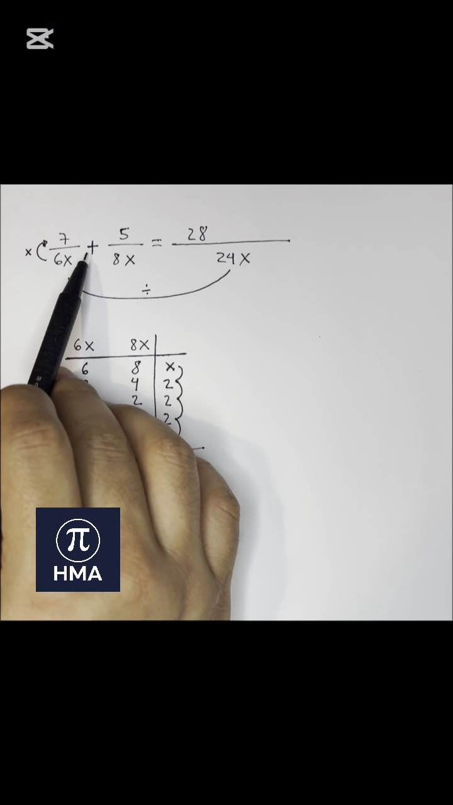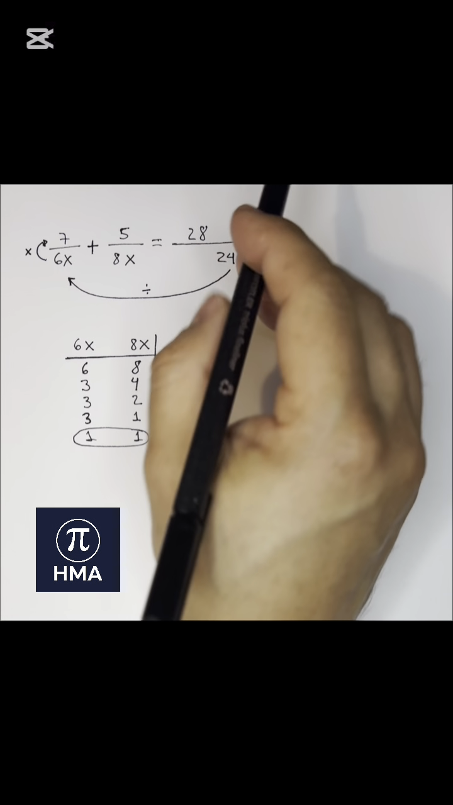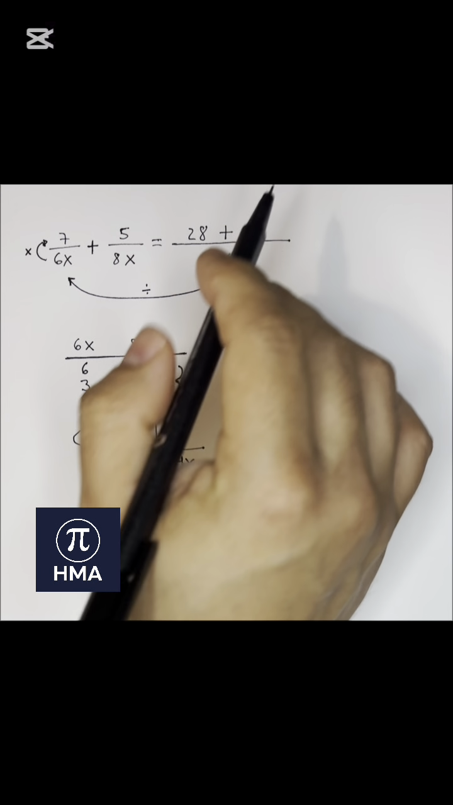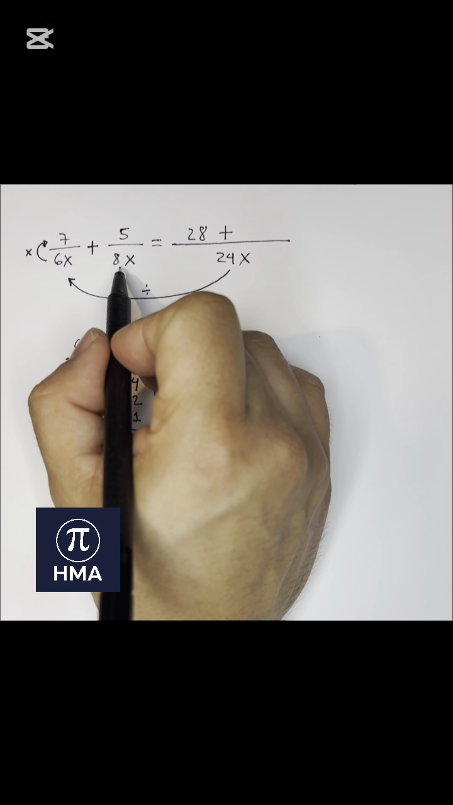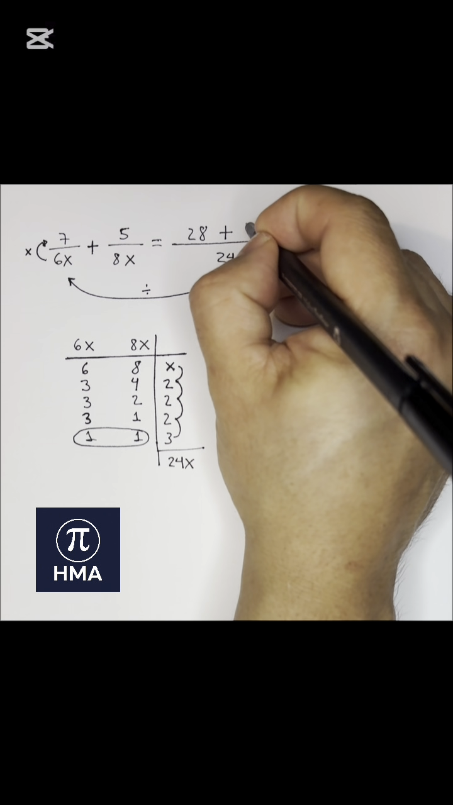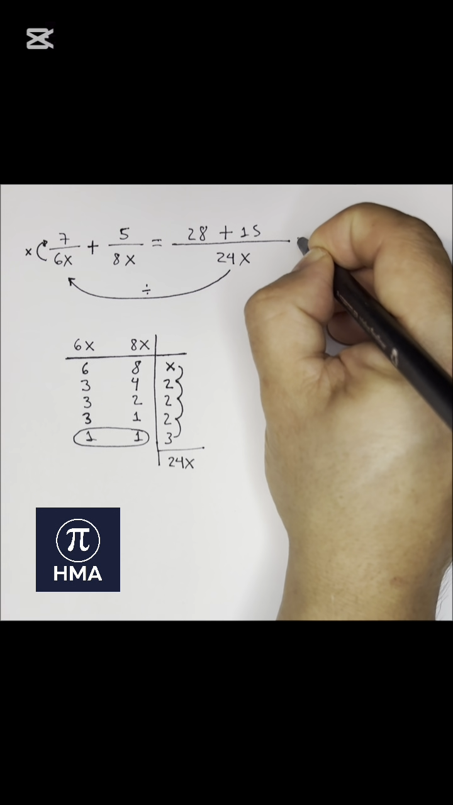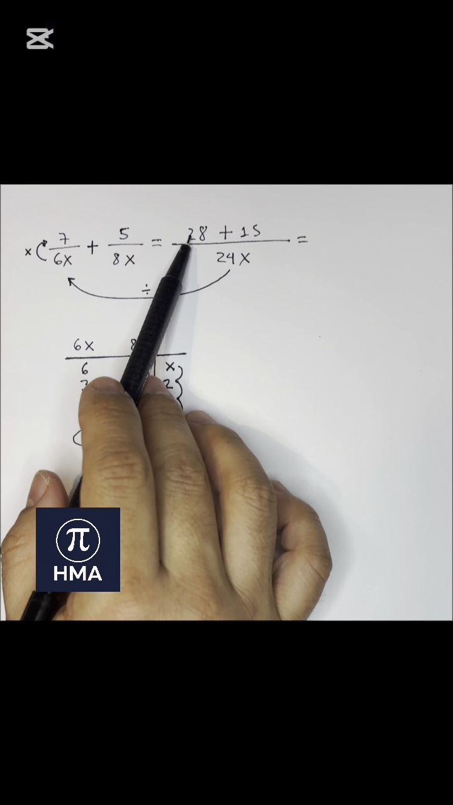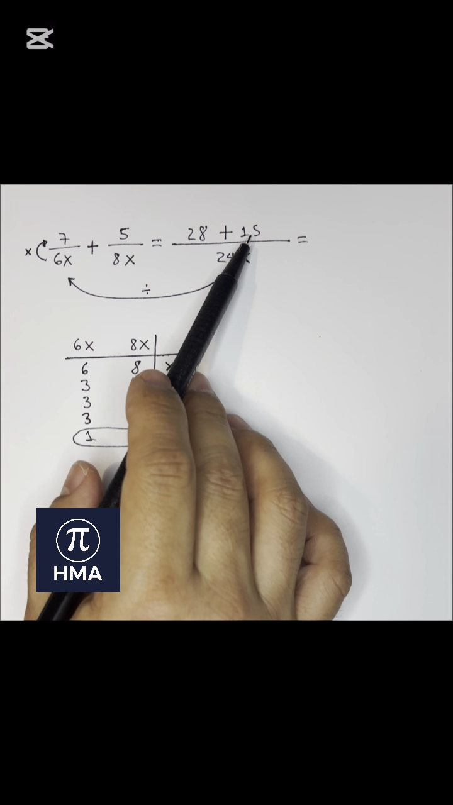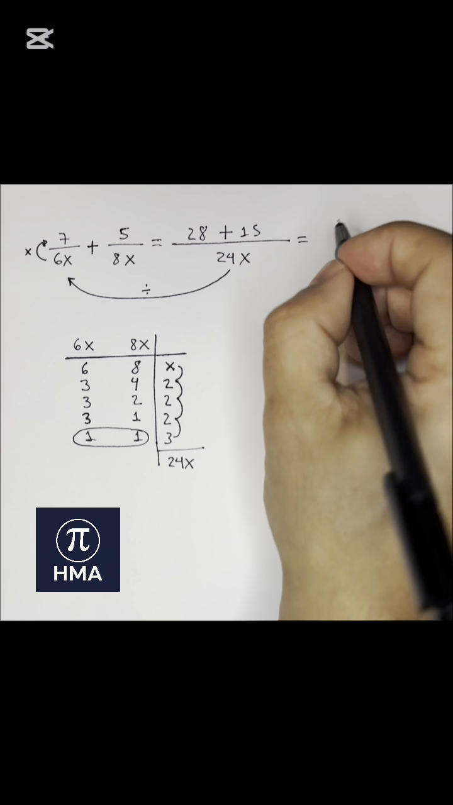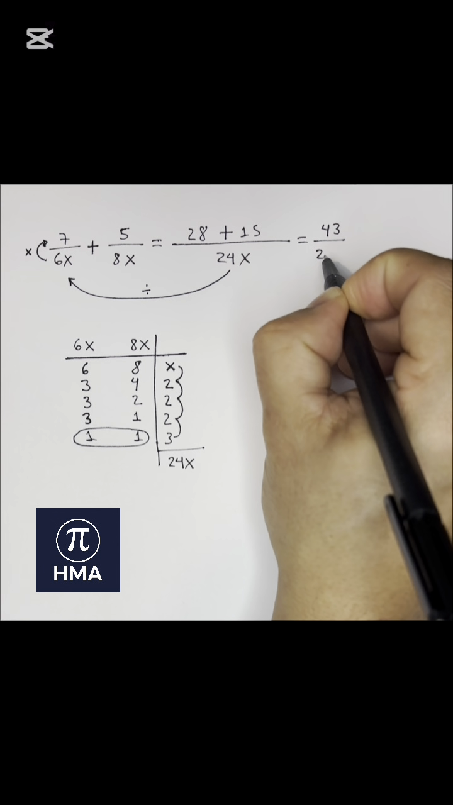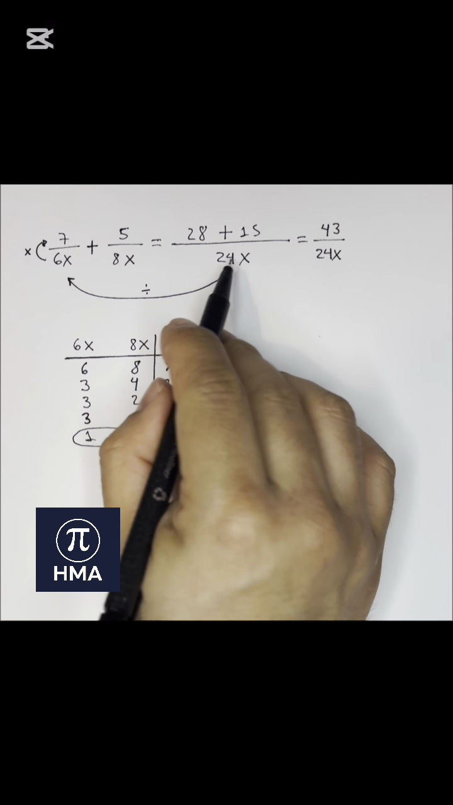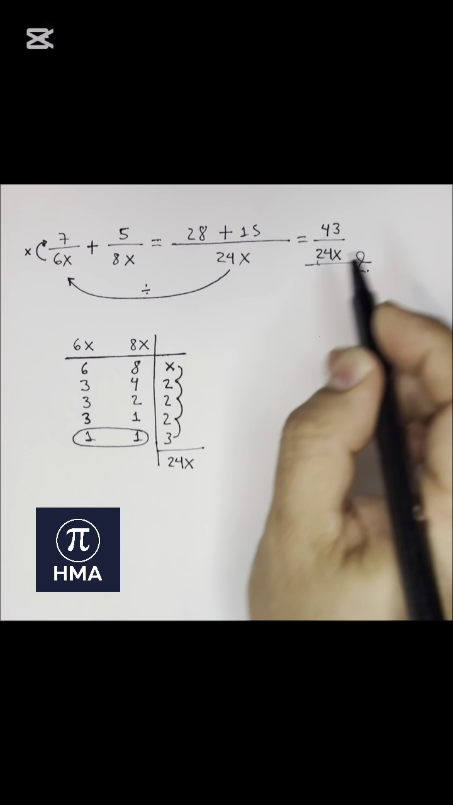Then we take the sign, in this case positive, of the next term. And then the same procedure. 24x divided by 8x is 3. And 3 by 5 is 15. Then 28 plus 15 will be 43. 43 divided by the 24x, right? This 24x. And this is the result.